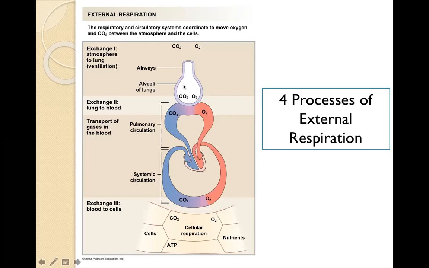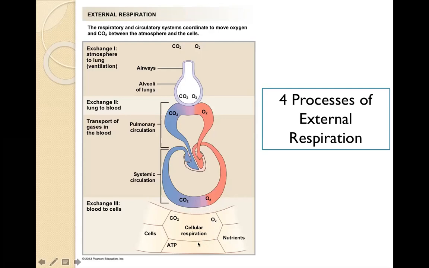The next phase of external respiration is the transport phase, whereby oxygenated blood is going to be moving throughout our circulatory system to reach the peripheral tissues. And when it reaches those peripheral tissues, there's an exchange that happens at that point. That's the third exchange, whereby oxygen is going to leave the blood and enter the individual cells, and carbon dioxide is going to leave those cells and enter the blood. It's within those cells that cellular respiration is happening.